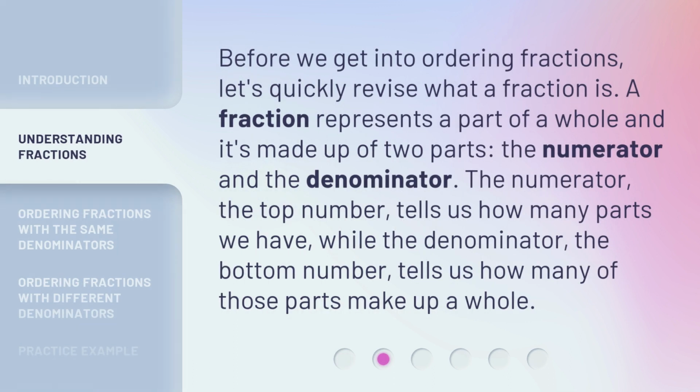Before we get into ordering fractions, let's quickly revise what a fraction is. A fraction represents a part of a whole, and it's made up of two parts, the numerator and the denominator. The numerator, the top number, tells us how many parts we have, while the denominator, the bottom number, tells us how many of those parts make up a whole.